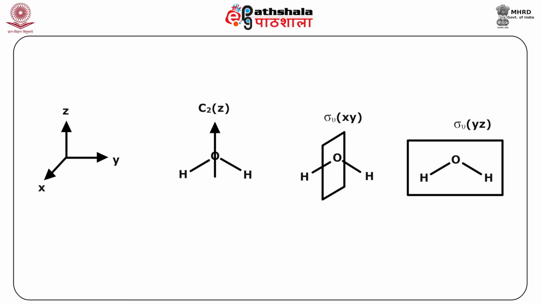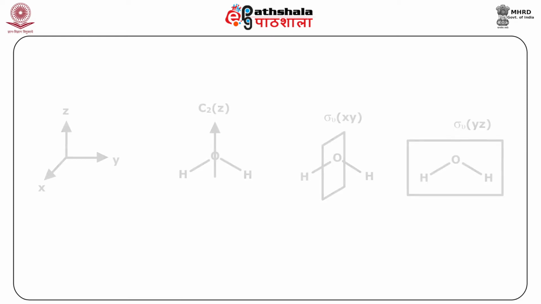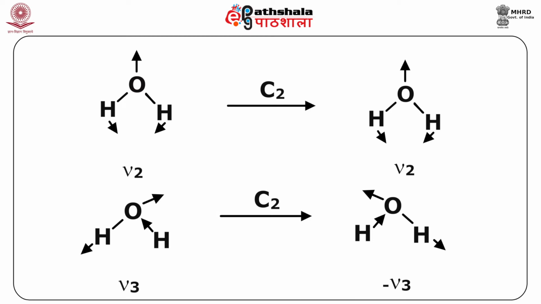So these are the 4 symmetry elements. One is E, one is C2, which we have shown here, sigma v xz is shown here, and sigma v yz is also shown here. You will find that the first 2 vibrations, the symmetric stretch mode and the bending motion, transform as A1, and the third one, the anti-symmetric stretch, transforms as B2. For example, the result of a C2 operation on nu2 and nu3 is as we have shown here.